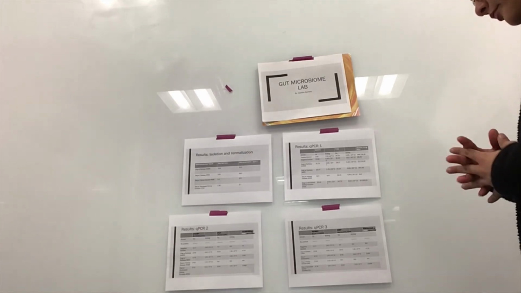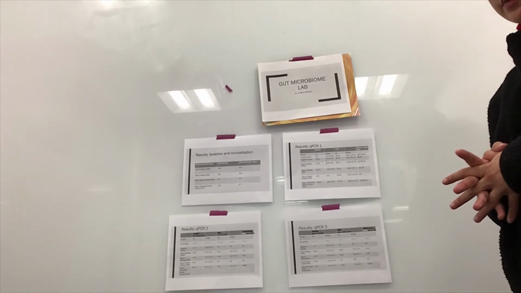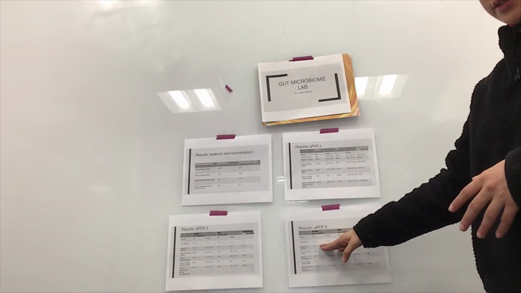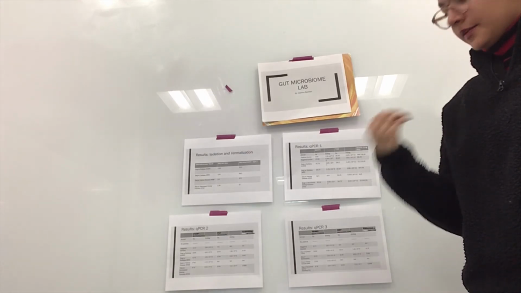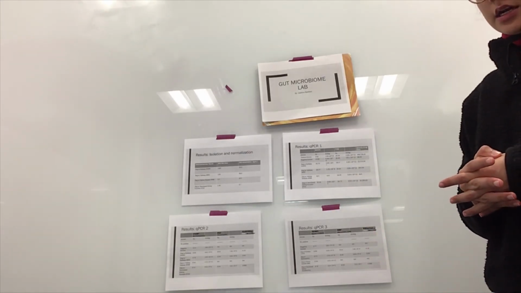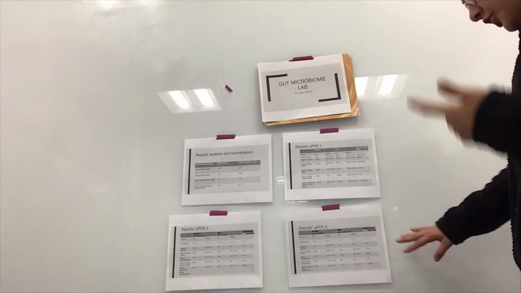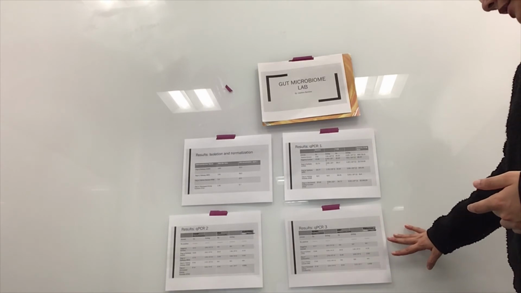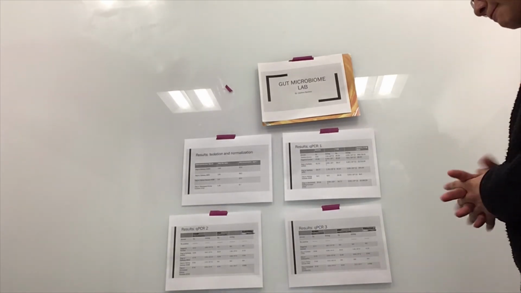For our third round of qPCR, we used Bacteroidetes and Verma. And for the negative control values, the one for the Bacteroidetes was 31.71, which was again lower than the rest of the values, signifying contamination. And then we did not get a negative control value for the Verma bacteria. Ratios were way off for the dogs with epilepsy, and we could not tell for the dogs with kidney diseases.